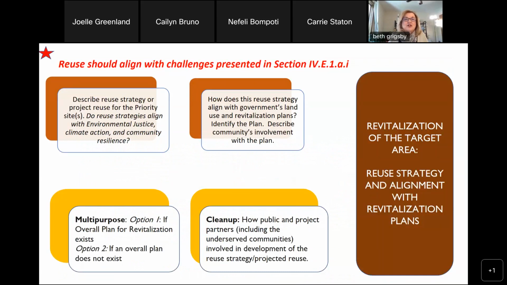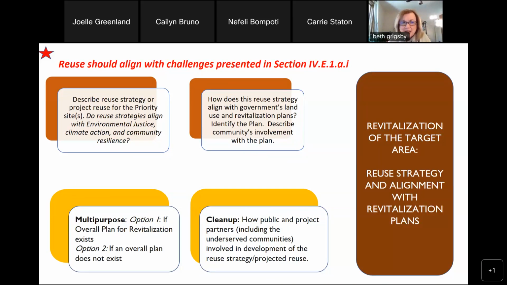And then reuse should align with challenges. So you have a challenge, you're going to think about the reuse. Let's say in your particular area, you have high unemployment, and the reason is because you have underskilled workers. Well, maybe the reuse, which would tie into your community plan, would also support workforce development, workforce training.